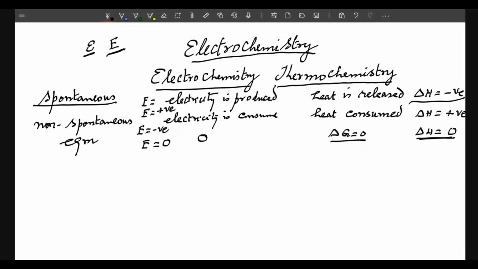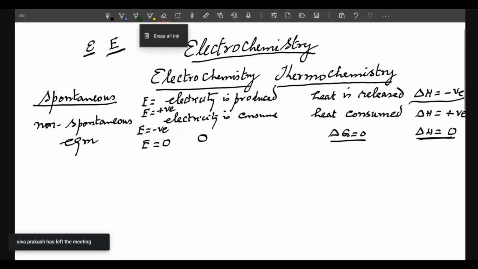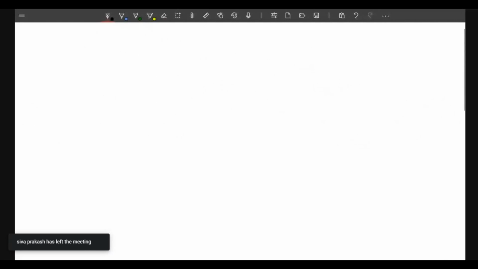Therefore, under electrochemistry, what are the topics you are going to study today? One is the voltaic cell. Now we will see what topics are to be studied, and electricity under the spontaneous process.